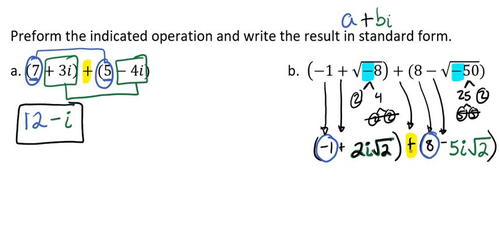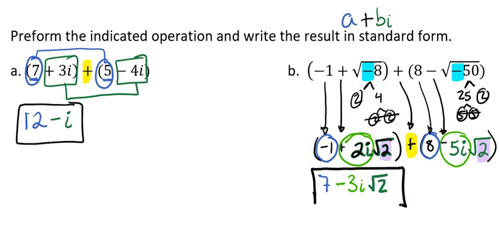So negative 1 plus 8 is 7. Here, we can only add our radicals if they match. We have a radical 2 here and a radical 2 here, so we know we can put those together, and we'll have a radical 2 in our answer. So the question becomes, what is positive 2i minus 5i? We get minus 3i radical 2. We have it written in standard form because the real number is in the beginning and the imaginary number is in the back. One way I like to remember standard form is that when somebody has an imaginary friend, the imaginary friend is usually following that person. So the imaginary thing follows the real thing.